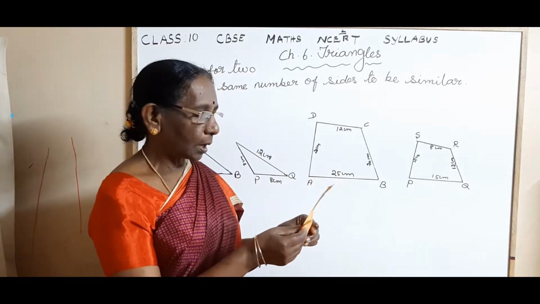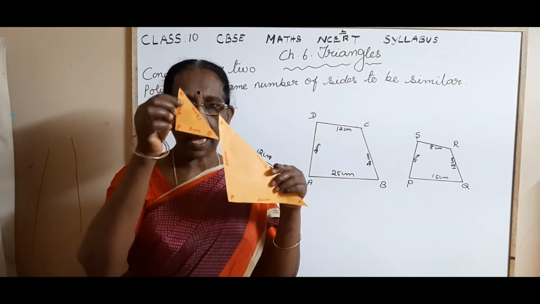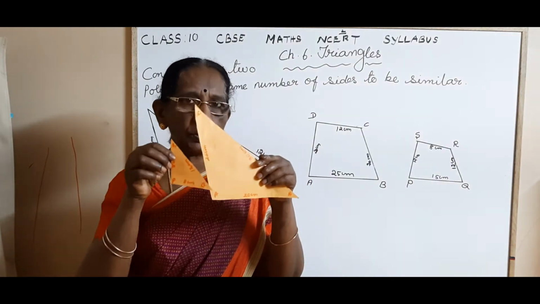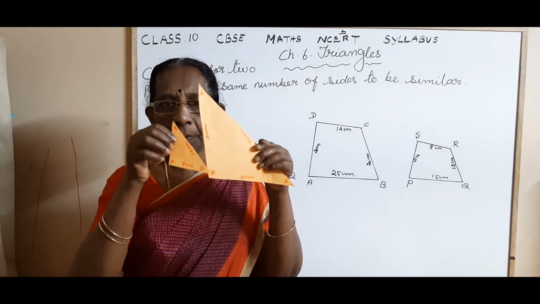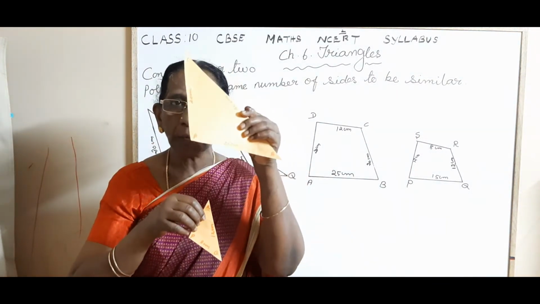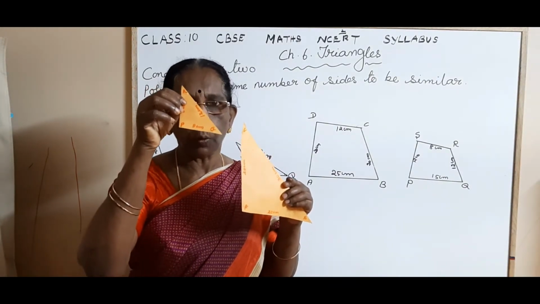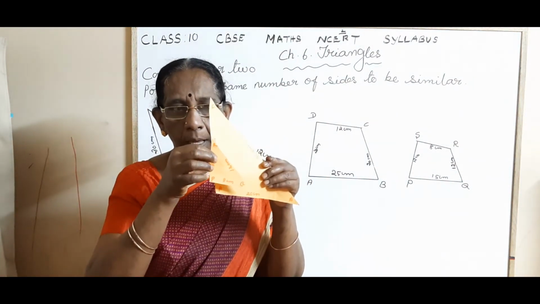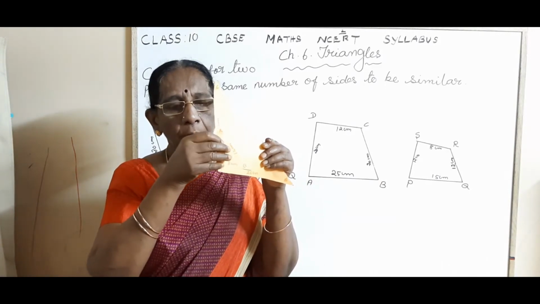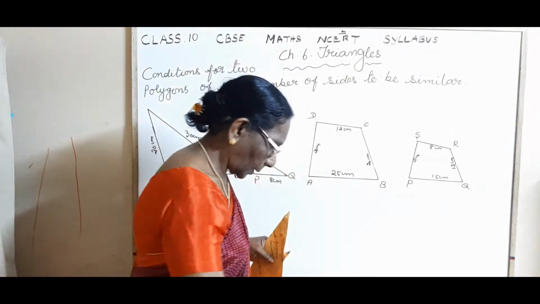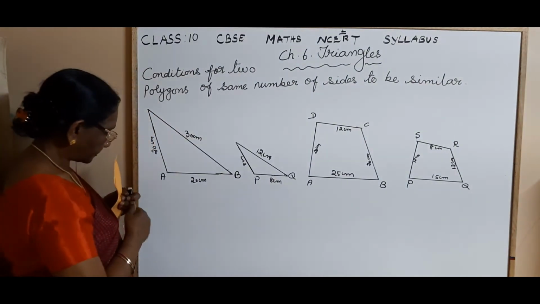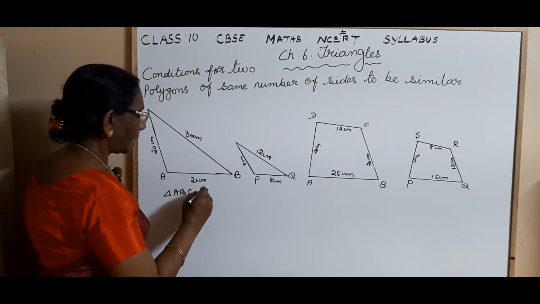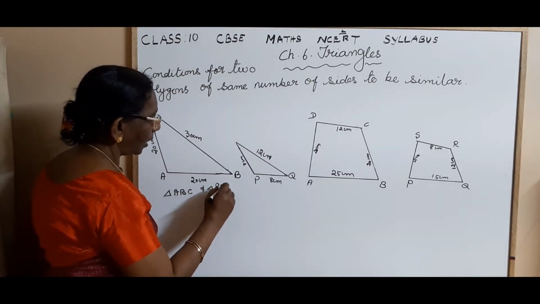Now, I have taken two triangles, ABC and PQR. Let us check whether the first condition is satisfied for these two triangles. First, all the corresponding angles should be equal. I am going to name this ABC and this PQR. That means angle A and angle P, these two corresponding angles, should be equal, because I am naming the triangles as triangle ABC and triangle PQR.